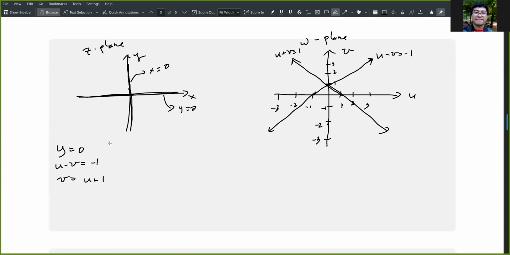We can also try other terms. For example, let's try x equals square root of 2. So suppose that this is our x equals square root of 2. So this line here, whatever value of y, x is always square root of 2.